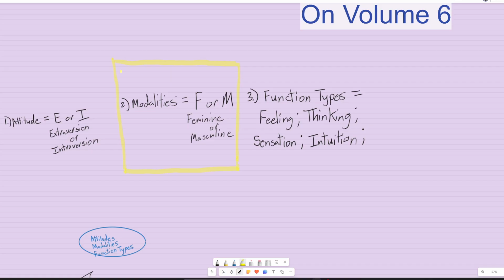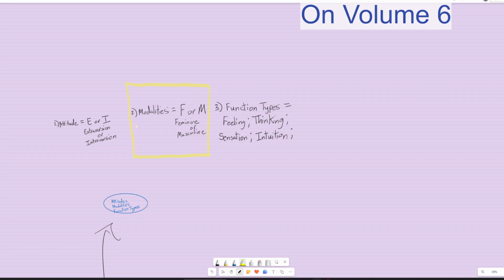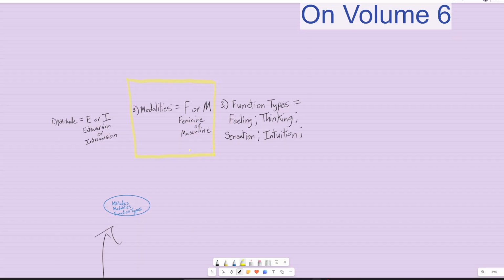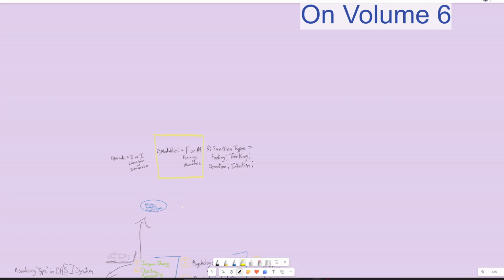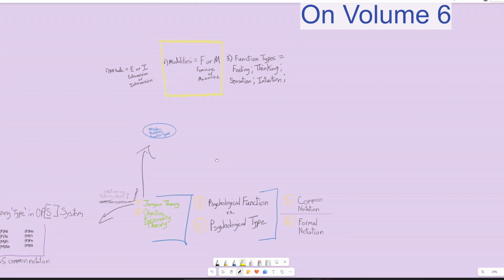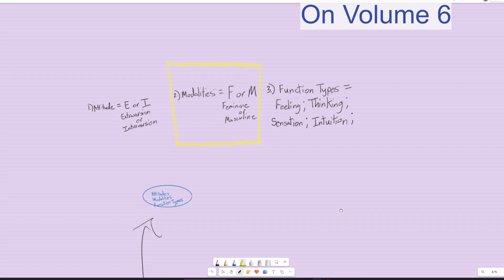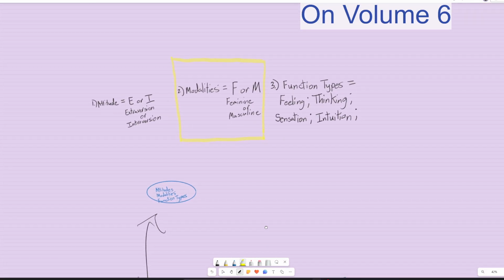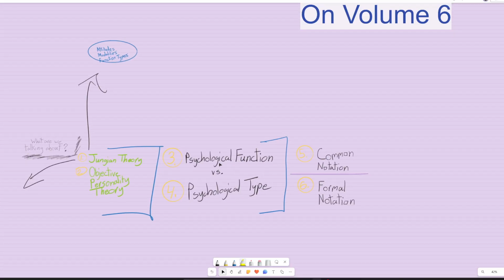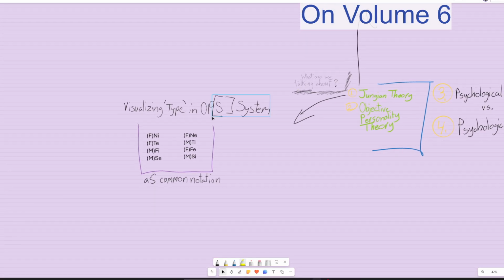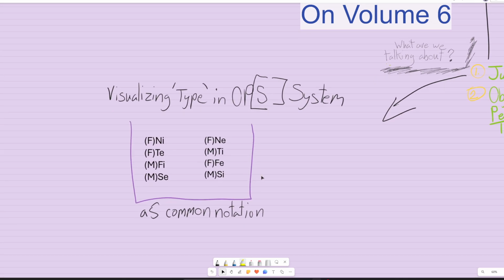But for the time being, when we talk about Jungian psychology, specifically Jungian psychological types, this is what we're to become acquainted with. Psychological function versus psychological types. So in order to get to the psychological type, we have to construct it out of psychological functions. And that's where we were at when we were talking about visualizing a type in the objective personality system.